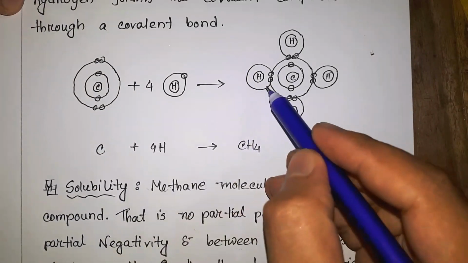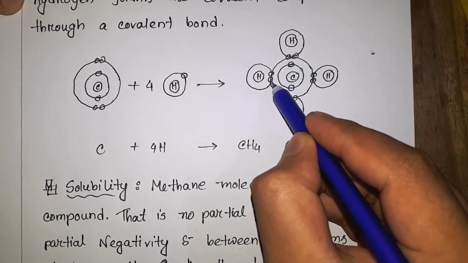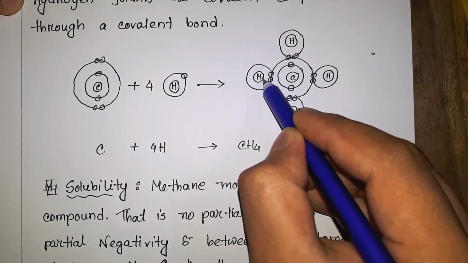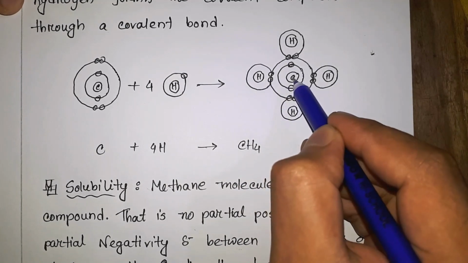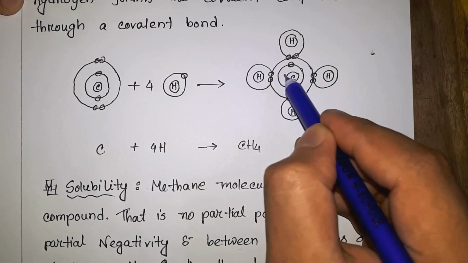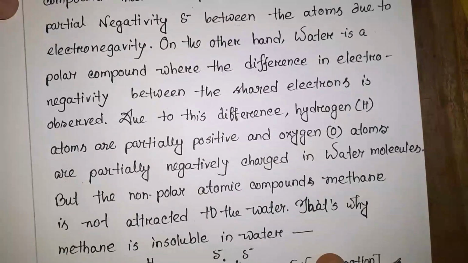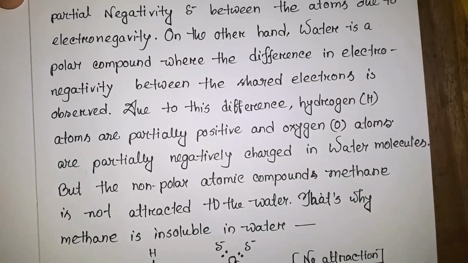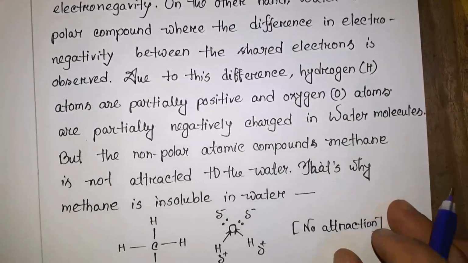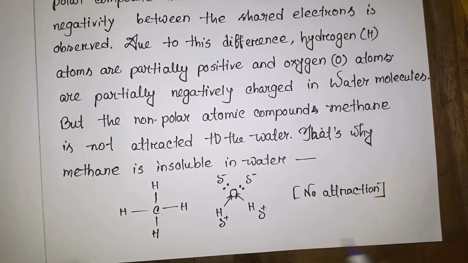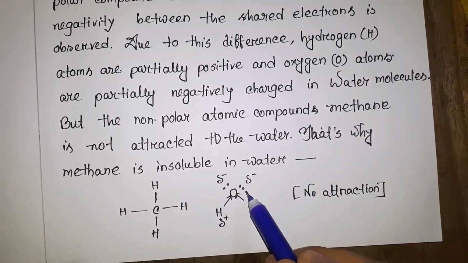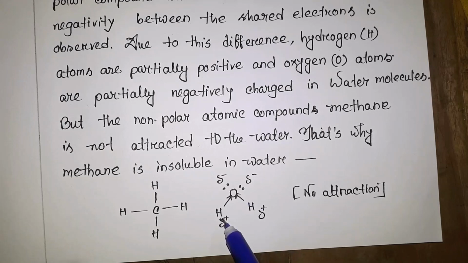Here you can see these are the shared electrons. So the attraction of hydrogen to the shared electron is called hydrogen's electronegativity. The attraction of carbon to the shared electron is called carbon's electronegativity. So due to this difference, hydrogen atoms are partially positive and oxygen atoms are partially negative charged in water molecules. Let's have a look at the picture. This is a water molecule. Oxygen has its own electronegativity and it's very high compared to hydrogen.